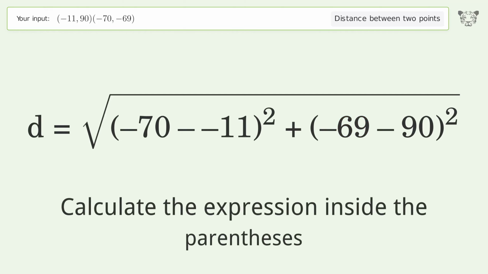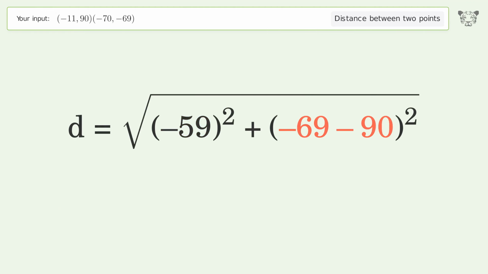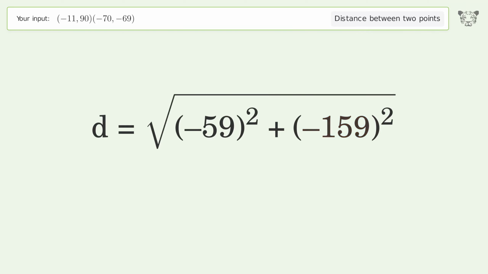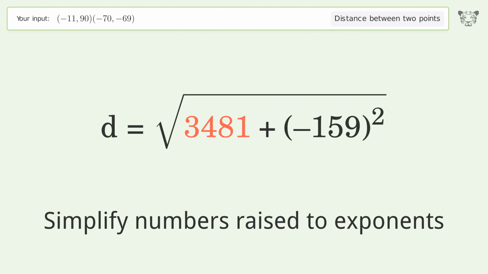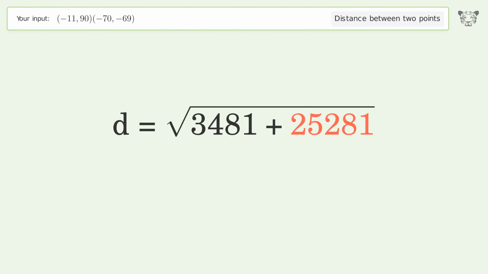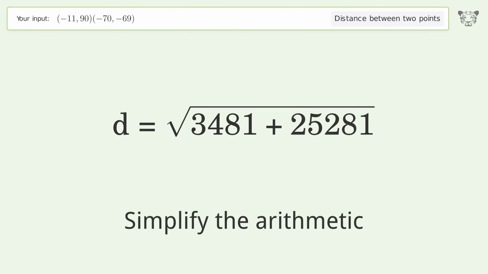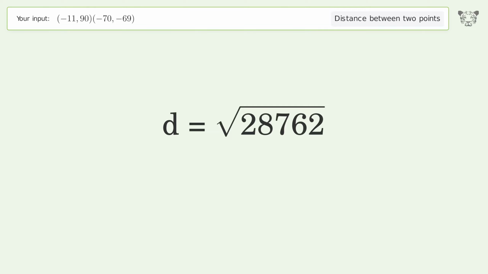Calculate the expression inside the parentheses. Simplify numbers raised to exponents. Simplify the arithmetic. And so the distance between the 2 points is the square root of 28,762, or 169.594.